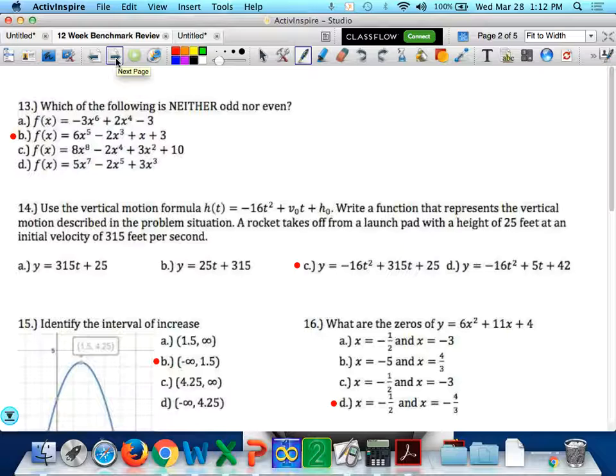Number 13 gave people a lot of fits, on all three classes, because we only did this for one day. It was even or odds. Remember, we want neither of them. Odd and even means we are looking at the exponents. They have to all be odd exponents for it to even have a chance of being odd. They have to all be even exponents for it to have a chance of being even.